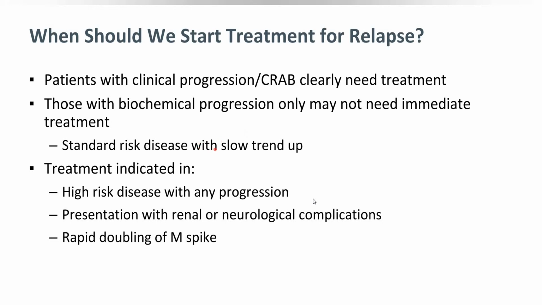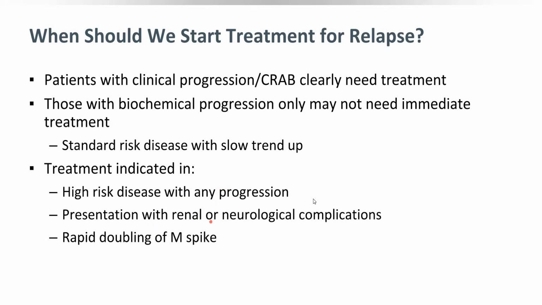Among those with standard risk disease, we may have a slow trend up to the need of treatment. So these patients can be kept for observation, maybe for long, till the time they have some clinical progression. So treatment is indicated in high risk disease with any progression, it may be biochemical only. Therefore, in all myeloma patients, we should go for cytogenetics upfront. Apart from bone marrow aspiration biopsy, cytogenetics needs to be done upfront, and that should be made mandatory. In high risk disease with any progression, and at the time of progression also, we should go for cytogenetics.